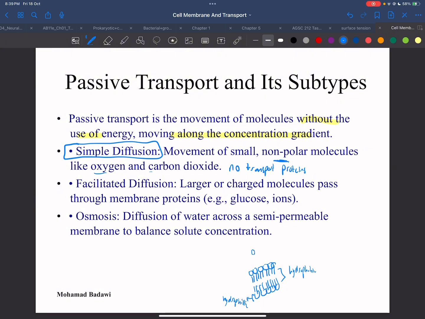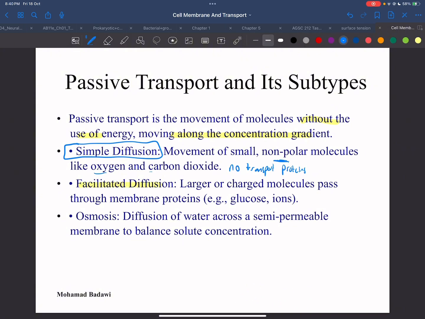Now oxygen is both a small molecule and a non-polar molecule. That means it can pass through the hydrophobic region without having any problems. That's why it does not require any proteins, and of course it's going to go from a high concentration to a low concentration. That is simple diffusion. And the same thing for carbon dioxide. Remember, carbon dioxide is a waste product, so carbon dioxide will go from inside the cell to outside the cell also by simple diffusion. Now let's look at facilitated diffusion.